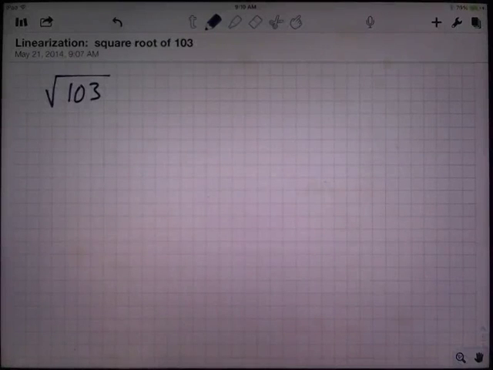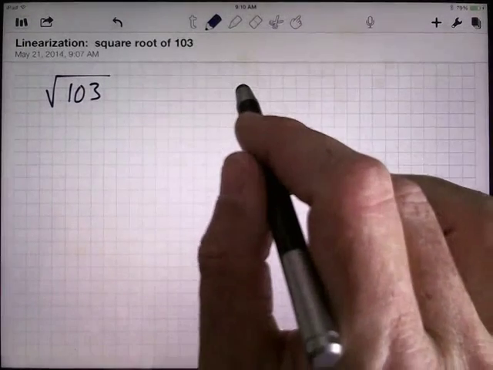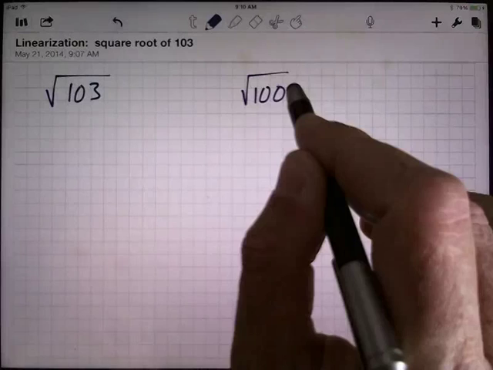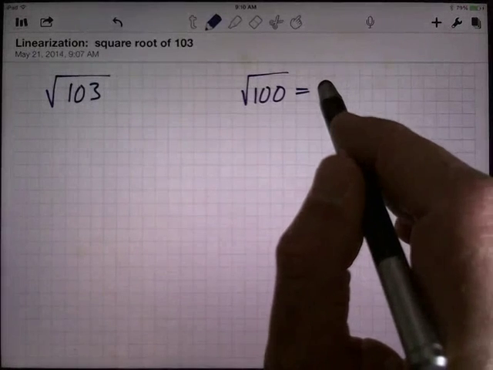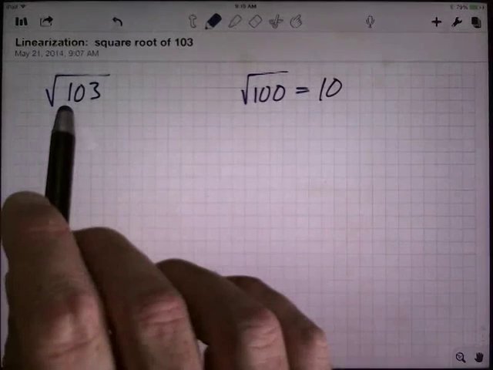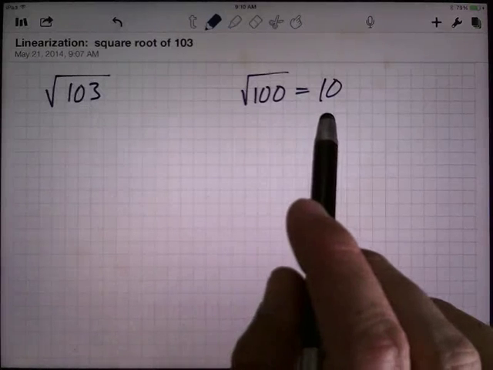What's the square root of 103? Well, it's not too far off from the square root of 100, which would be 10. So the square root of 103 is probably a little bit bigger than 10.